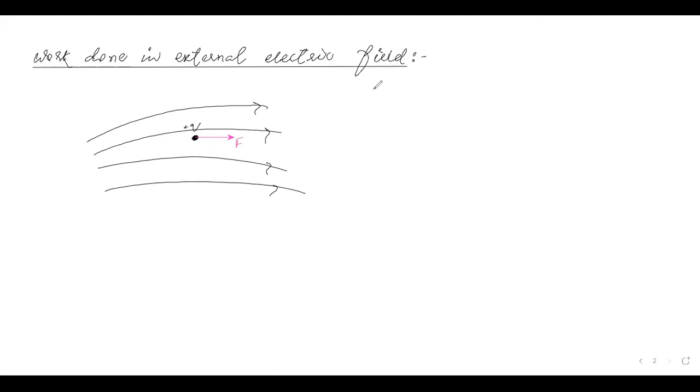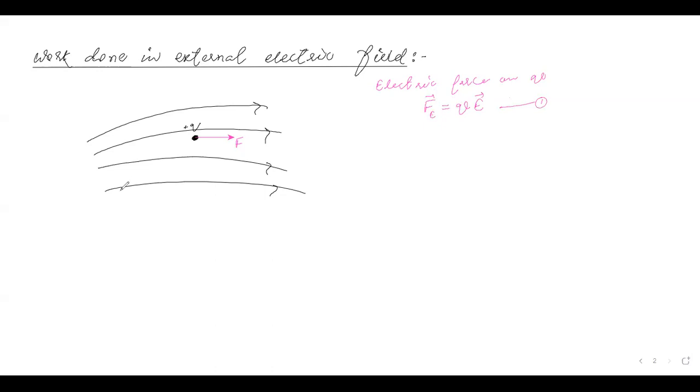So we can write here the electric force on Q. This is your F electric, where E represents electric. F electric is equal to Q into E. This is your equation number 1.